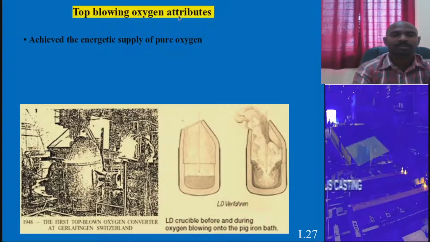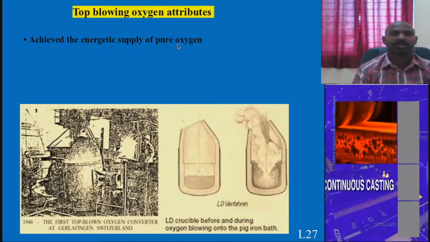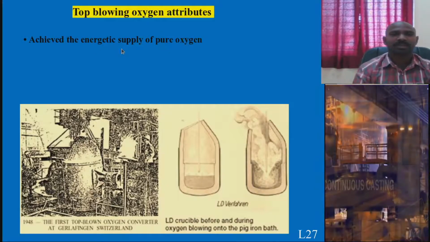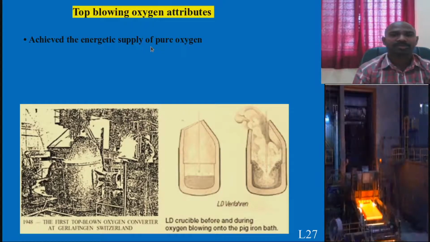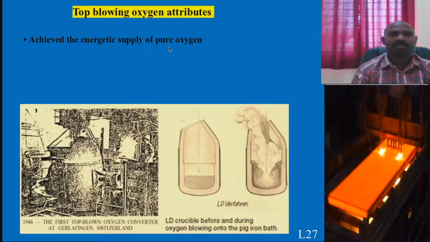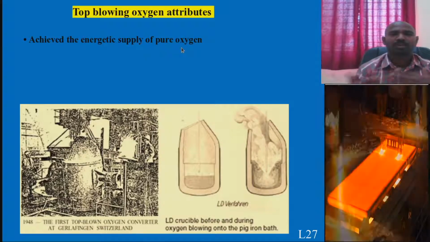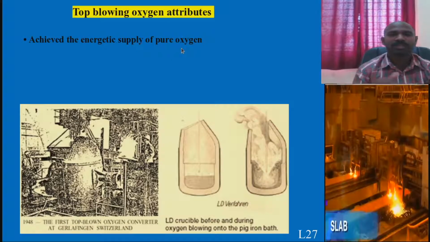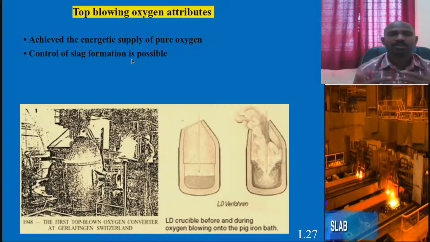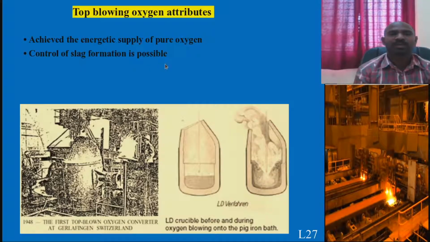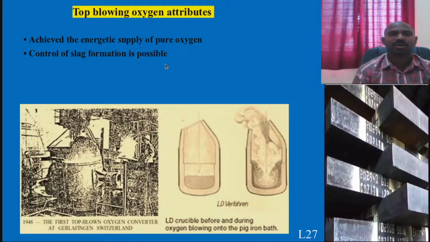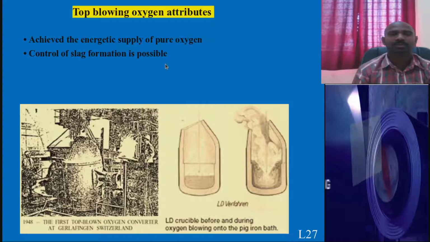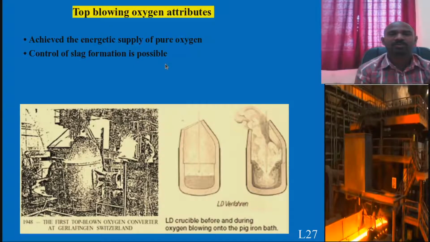If you use pure oxygen, you can get the vertical path of the oxygen lancing and more energy supply, instead of air purging. And slag formation can be controlled. When you use pure oxygen, the basic slag formation will be more, and within less time it may form and you can take it out.